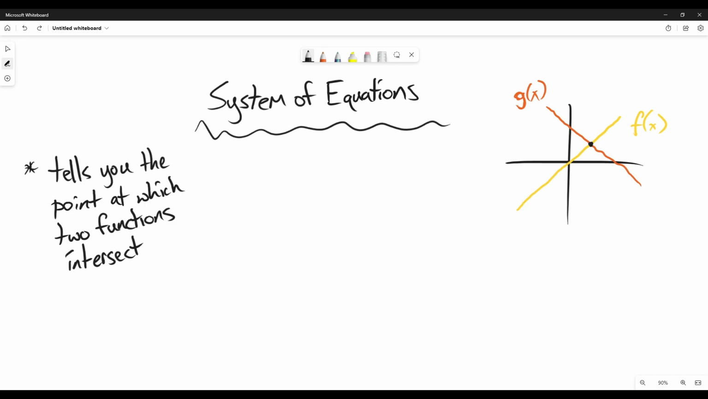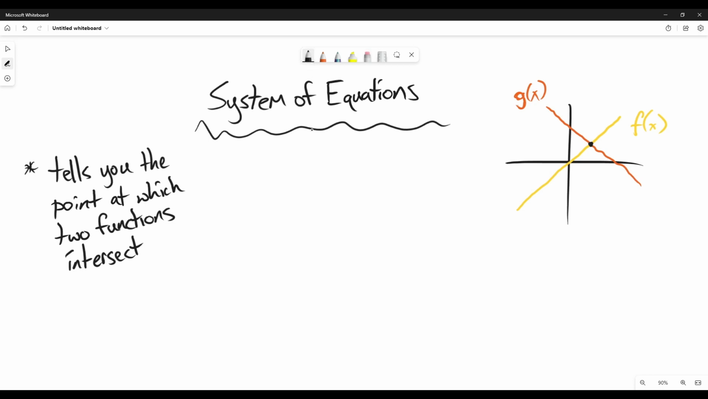Now, the point at which these two functions intersect is the point where the x and y of both functions are equal. Meaning this point, which looks something like (2, 2). Both functions meet at the point (2, 2). Okay? So with that information, how can you solve systems of equations?